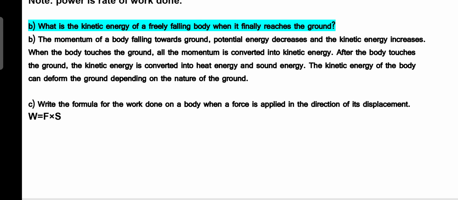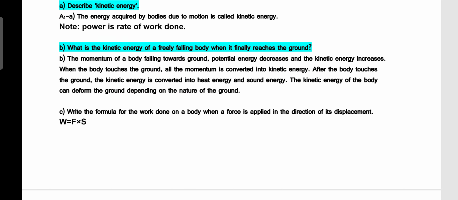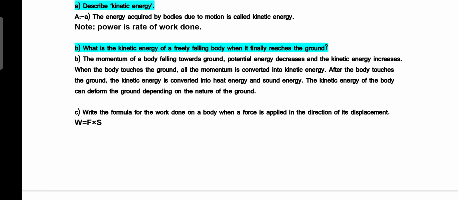The C part asks the formula for work done when the body is applied with the force in the direction of displacement. W is equal to F into S. Work is equal to force into displacement. That is the formula. So here I conclude the physics part of the model paper which was released by the board for the practice of SA2 examination for 9th standard students.